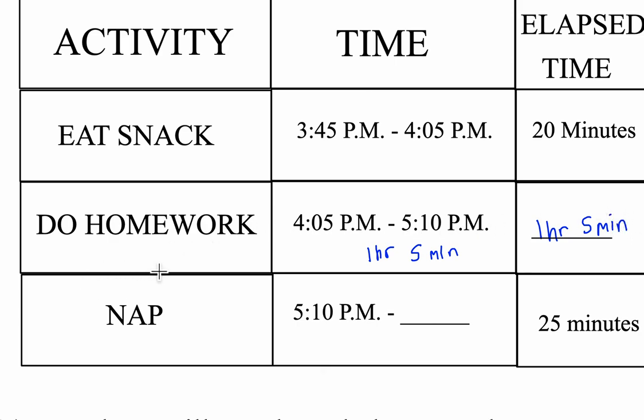His next activity was taking a nap, and he started at 5:10 p.m., which is also right after doing homework. And we're not given the end time, but we are given the amount of time he spent napping, which is 25 minutes. So the way you can find the end time, if we have the starting time and the amount of time you did the activity, you just add this to the starting time. So 25 plus 5:10 is 5:35 p.m.